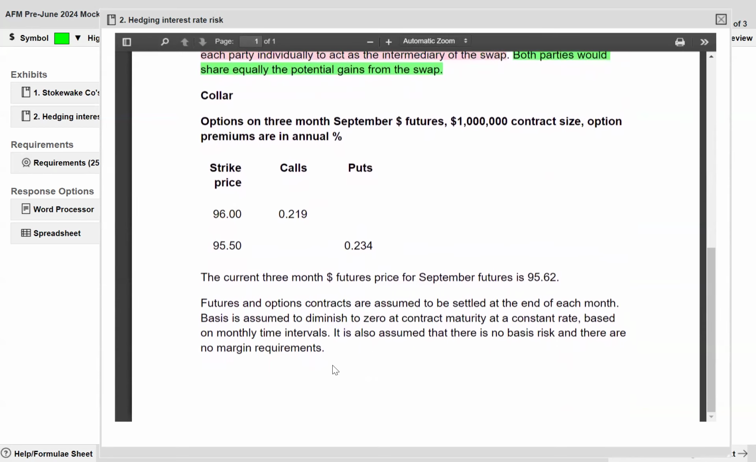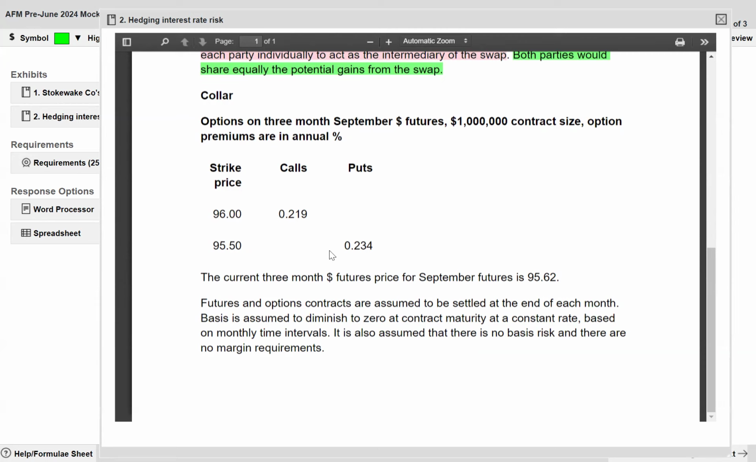So for the collar, they have given us options on 3-month September futures, $1 million contract size, with the option premium given to you here. They have given you 2 strike prices, and they have saved you the trouble of having calls and puts for both of them. So they have actually been good to you. When you're looking at calls, you use the 96 strike price. When you're looking at puts, you use the 95.5 strike price.